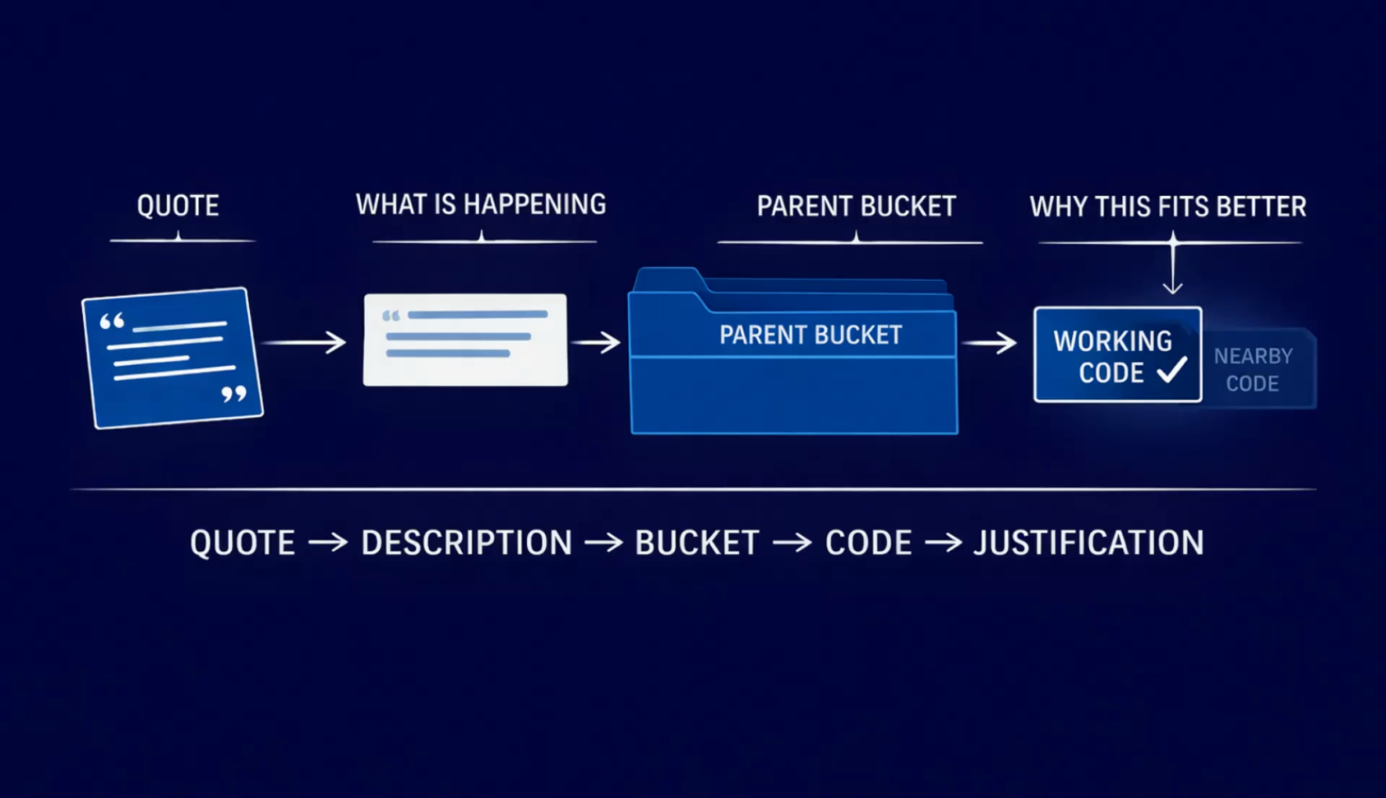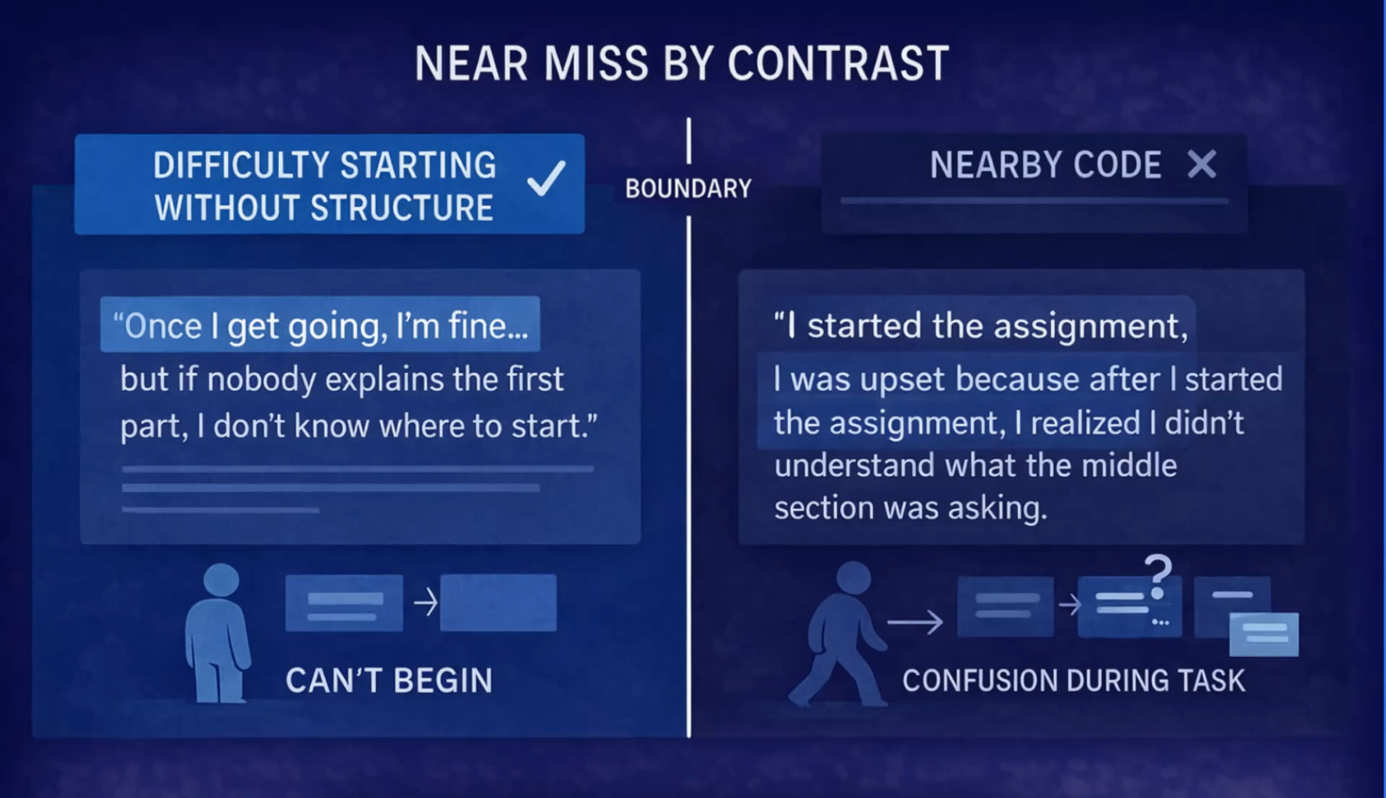This kind of walk through matters because the codebook is only useful if you can move from quote to plain language description of what is happening, to parent bucket to best fit working code, and then explain why that code fits better than a nearby one. It also helps to see what a near-miss looks like, because boundaries become clearest by contrast.